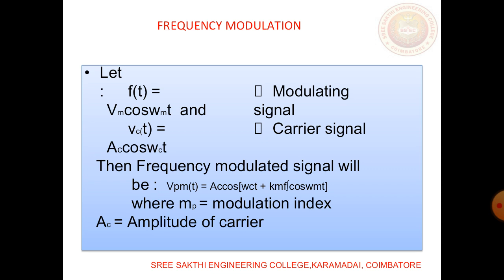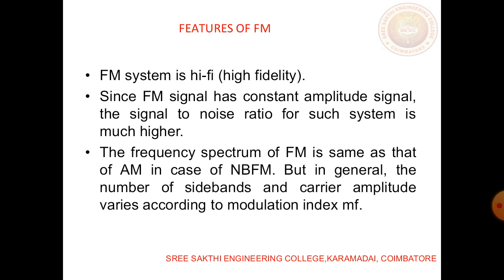Next, the mathematical part of frequency modulation. You can express the modulating signal as f(t) equal to Vm cos omega_m t, whereas Vc(t) is equal to Ac cos omega_c t. Your modulated signal will be Ac cos(omega_c t plus k m_f cos omega_m t), where m_f is your modulation index. Ac is nothing but the amplitude of the carrier.